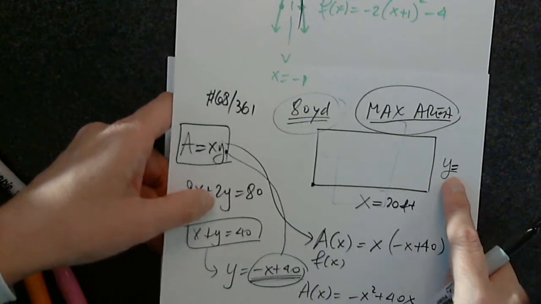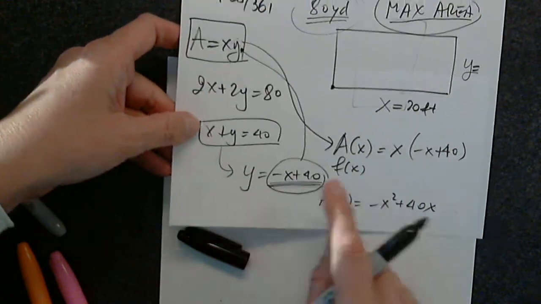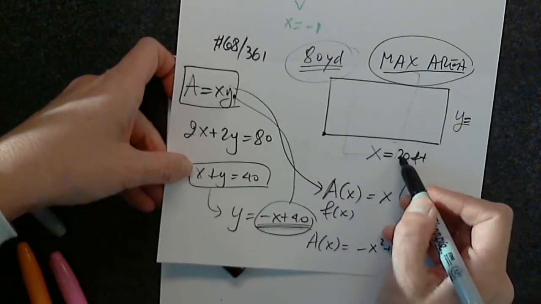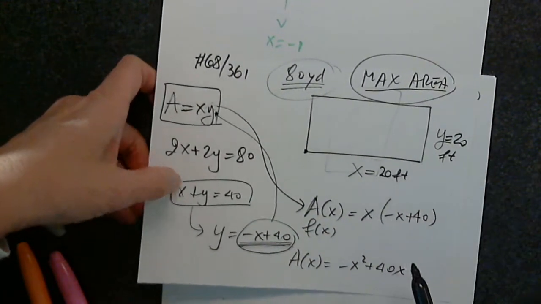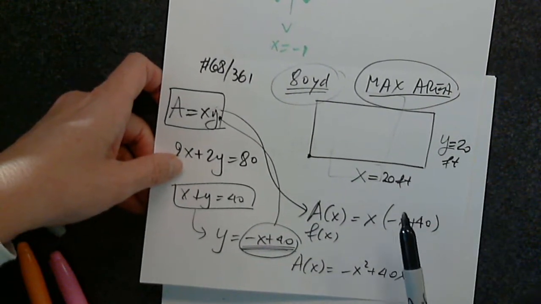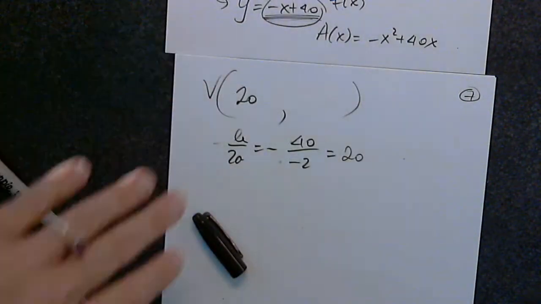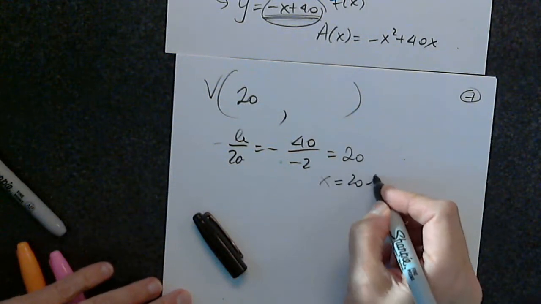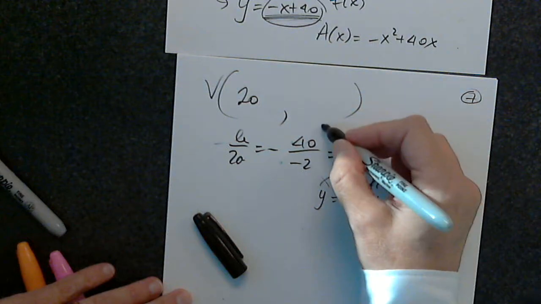How much is this? No problem, because I have it here. If the length is 20 feet, 20 indeed. And you may remember this from geometry. The rectangle with the maximum area is always a square. It's 20 by 20. Okay, so now we know that x is 20 feet. We know that y is 20 feet. But we also want to determine the area.